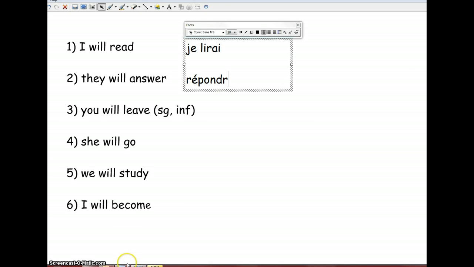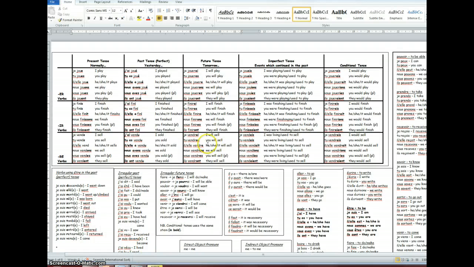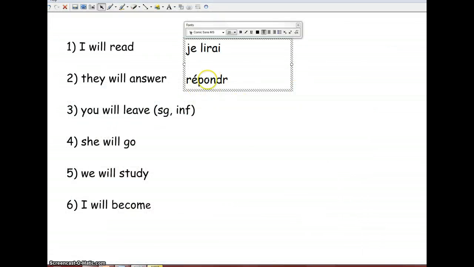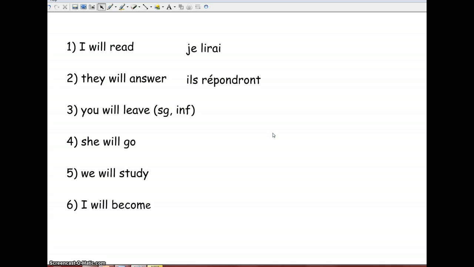Okay, so all we need now is the they ending. Again, RE verb, future tense, we're in this grid here, so we look at they will sell, ils vendront, and the ending is ONT, so that's the ending we're going to have there. Put in the they and ONT on the end. Ils répondront is they will answer, they will reply.